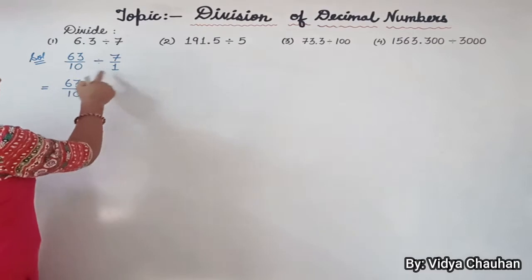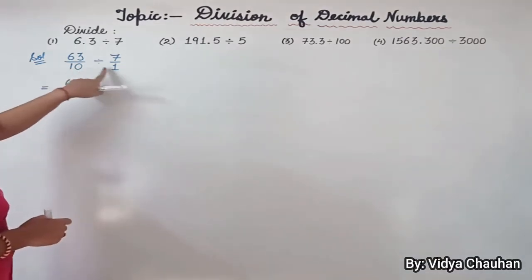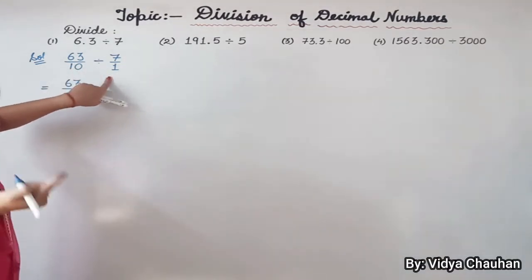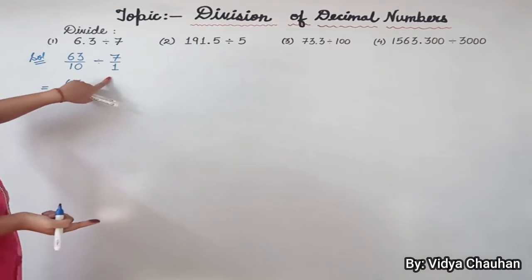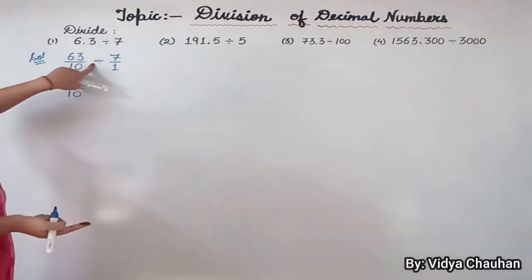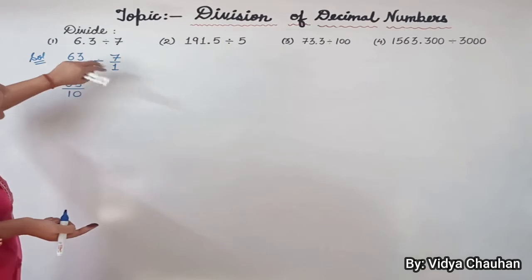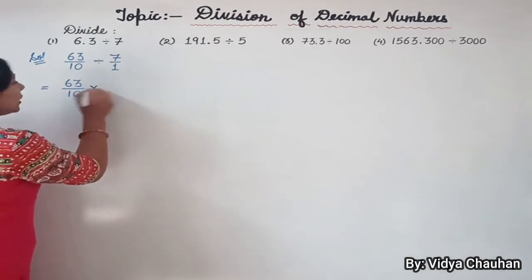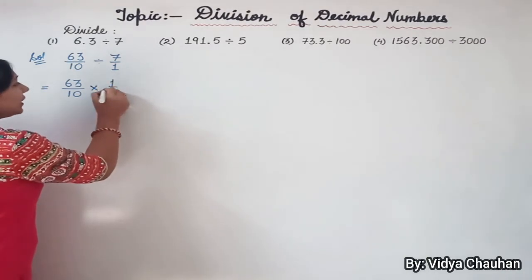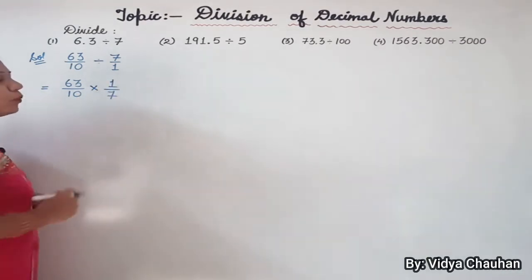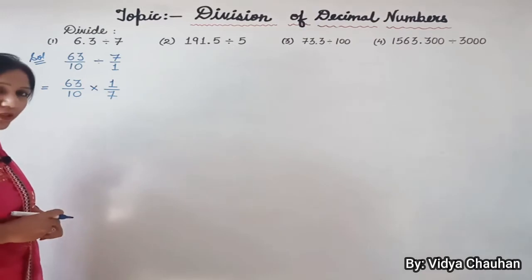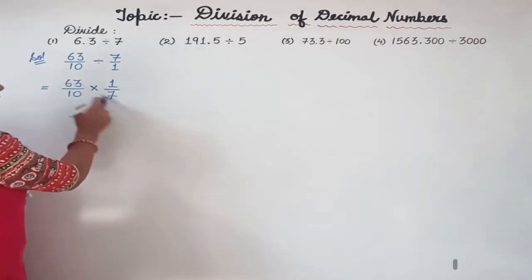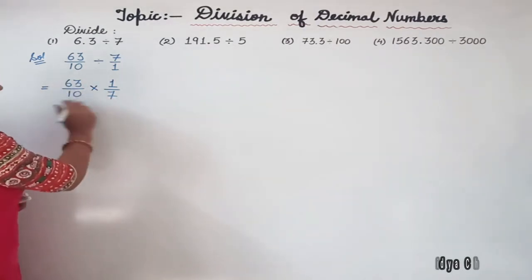Now you can see here it is somewhat looking like division of fraction numbers. So how were we doing the division of fraction numbers? Yes, we were changing the division sign to multiplication and reciprocating the next value. So divide will become multiply, and 7 upon 1 will now become 1 upon 7. Clear, students?